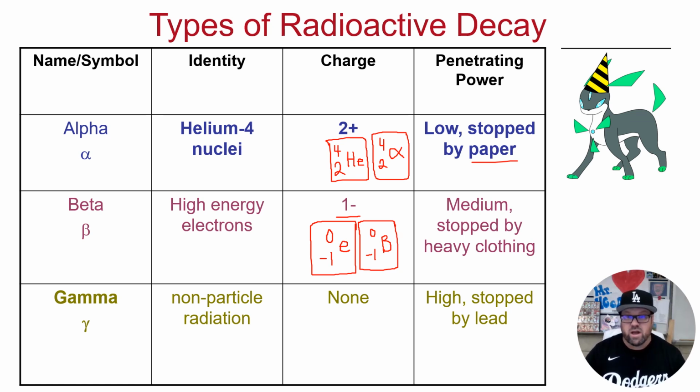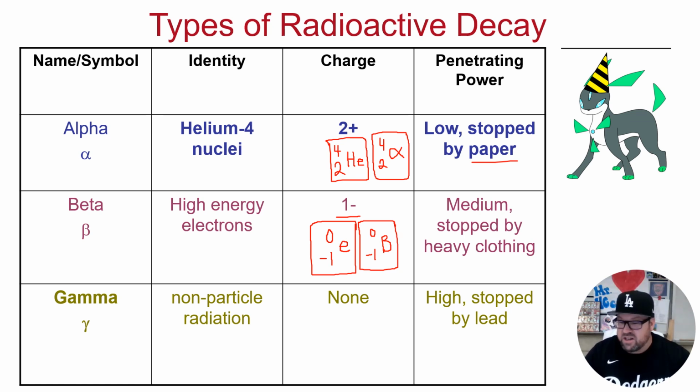Now, what stops beta? Beta has greater penetrating power than alpha. Because electrons are tinier and more energetic and moving faster than alpha, they can pierce through things like paper. What would stop beta is something thicker like cardboard or heavy clothing, like if you're wearing jeans, jeans could stop beta. Okay. Now the final one, and this is the tiger in the room, is what we call gamma radiation.